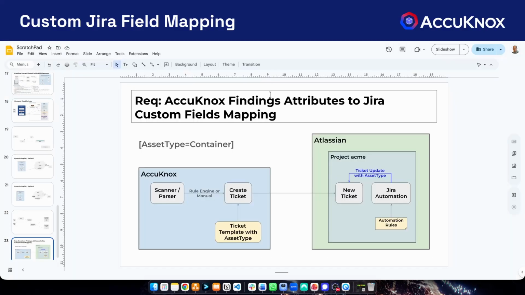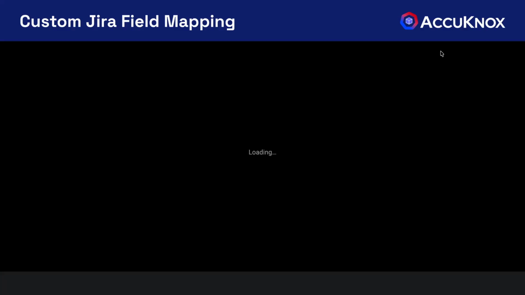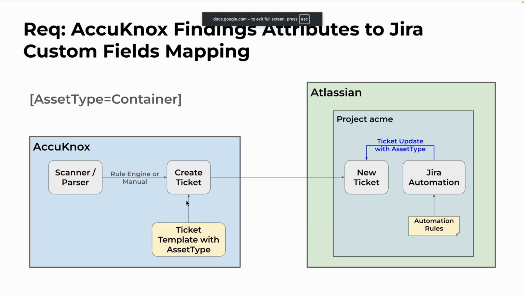I'm here to explain one of the features that AccuKnox supports and was being asked by one of the customers. The intention here is to map AccuKnox findings attributes. Based on the scans that AccuKnox does, the findings are created, and when the findings are identified, it might result in creation of new tickets on Jira.